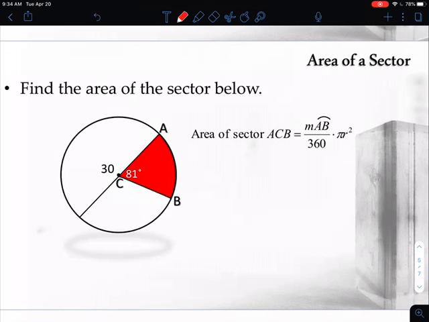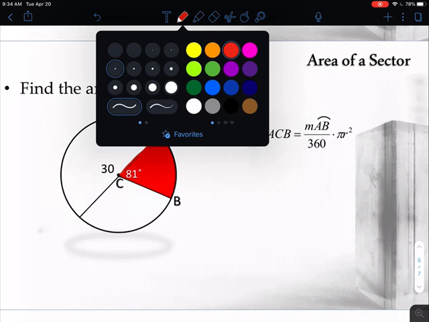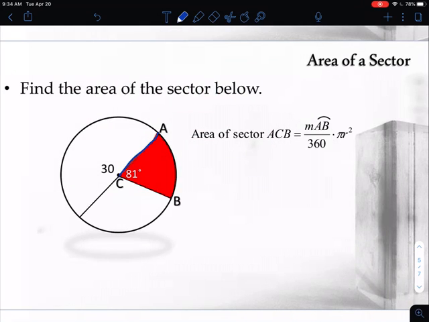So same thing here. If we're looking at the area of sector ACB, so that's ACB, let me use a different color here. So A to C to B, there's the slice I want. So all I do is plug into my formula. So if I want the area, my arc measure is my angle measure, so 81 divided by 360 times pi.